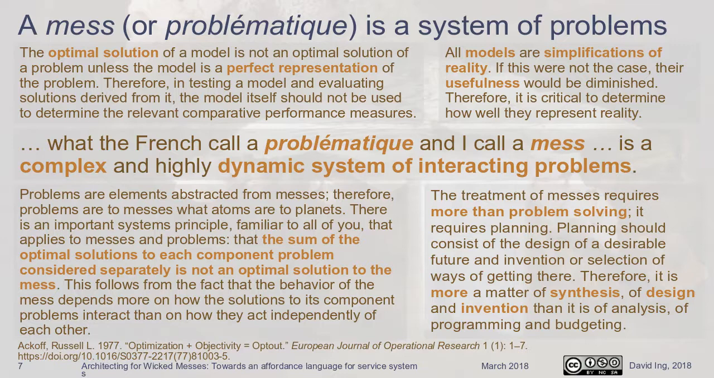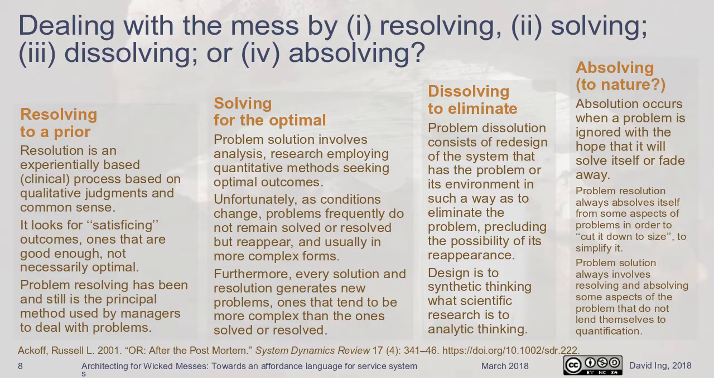So one of the ideas behind a mess is that the sum of the optimal solutions to each component problem considered separately is not an optimal solution to the mess. So partial solutions don't help. And it requires more than problem solving. It requires synthesis, design, and invention, which is all part of what this program should be about. Okay, so how are you going to deal with the mess? Ackoff comes and says there's four ways to do it.